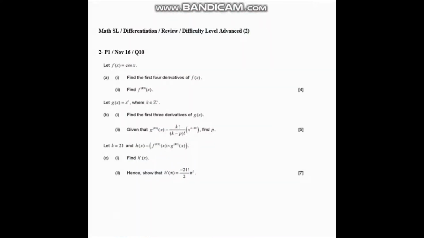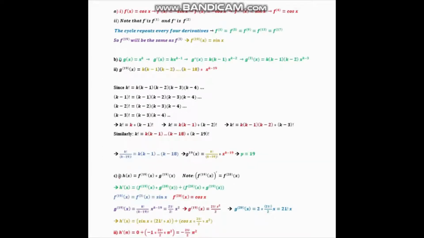In part II, I'm required to find p given that the 19th derivative of g of x looks like this: k factorial over k minus p factorial times x to the power of k minus 19. I need to prove that the 19th derivative of g of x shall look like this. So first, let's find a formula for the 19th derivative of g of x given what we already have. The first derivative of g of x is k x to the power of k minus 1.